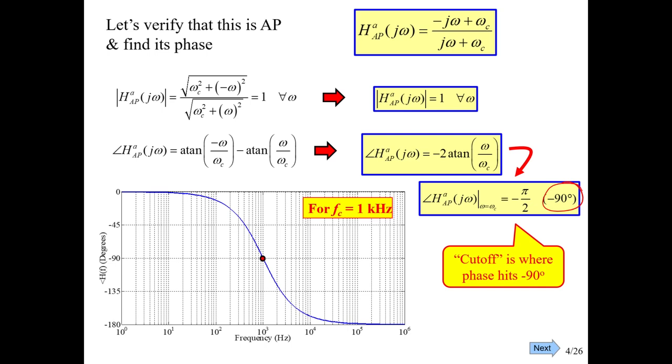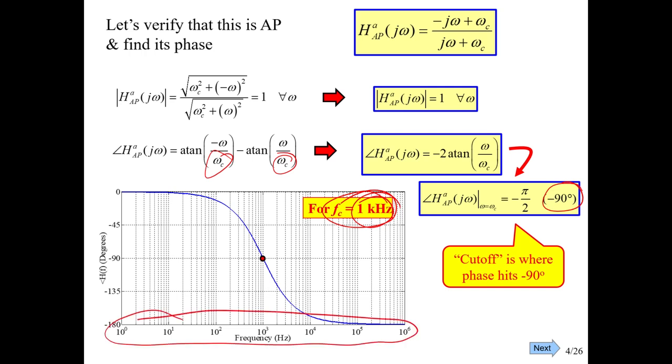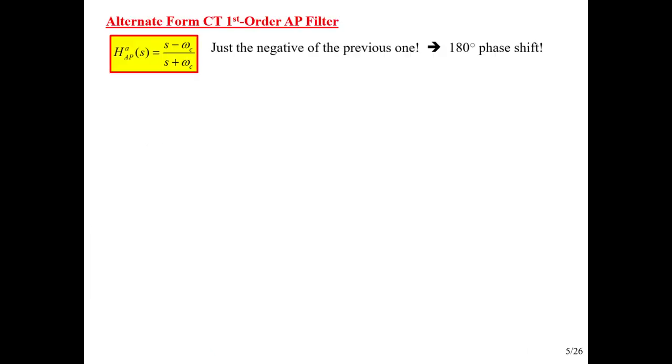And here's a plot of that for the case of FC equals 1 kilohertz. So we would take the 1 kilohertz times 2 pi to get the omega c that would be used in here. And you can see I've plotted this on a log frequency axis and the phase in degrees. And we can see that at the specified cutoff frequency, we do indeed get minus 90 degrees.